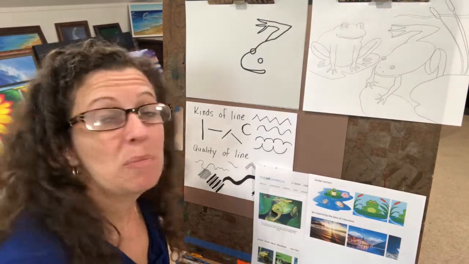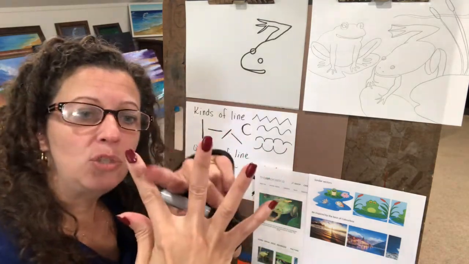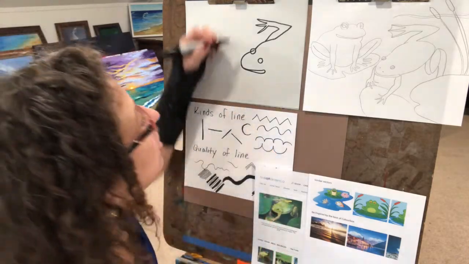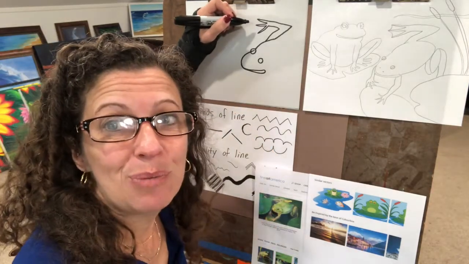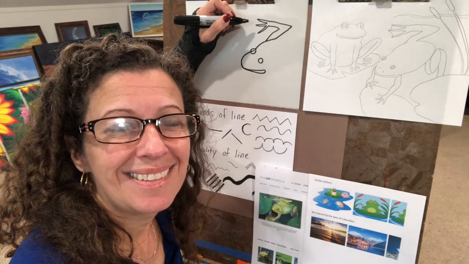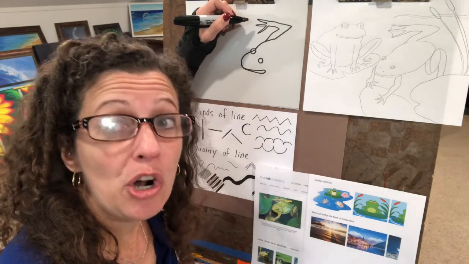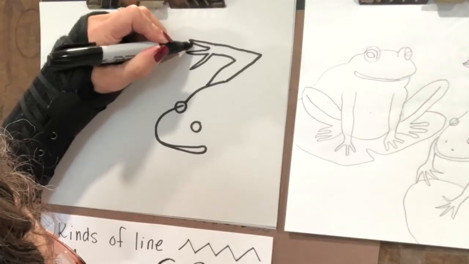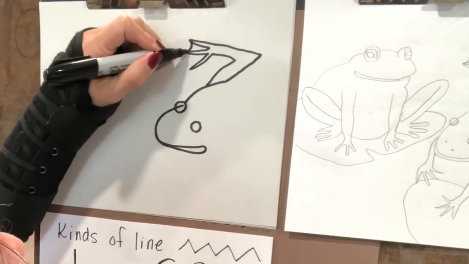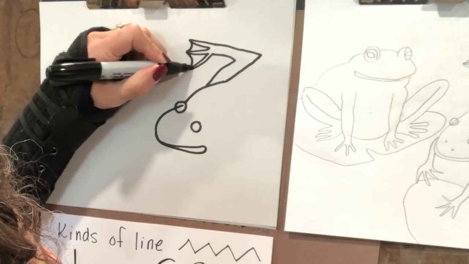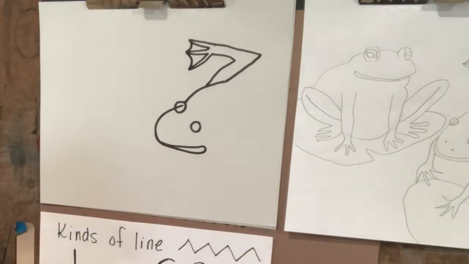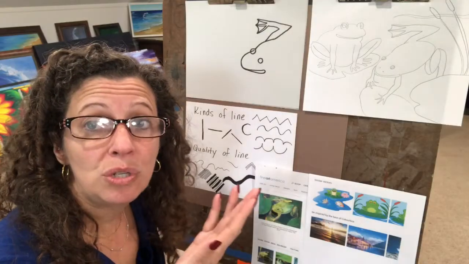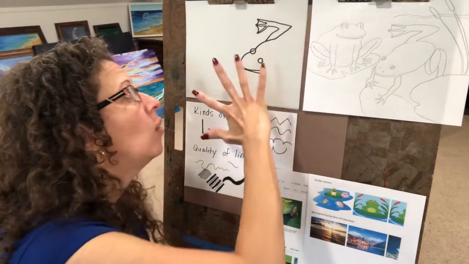And now in order to make the webs in between those toes, what kind of a line do you think we should be using? Very good. If you said curved, you're correct. So curved in and back. In, down, and back to the toes. Now it gives you that illusion that you're creating webbed feet.